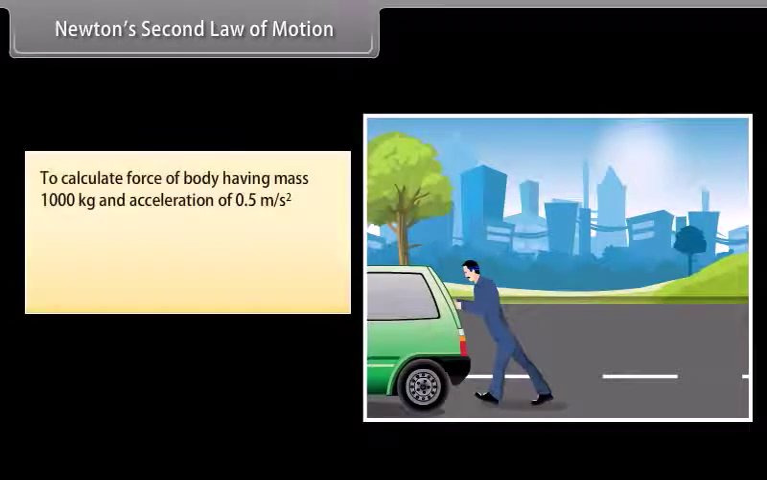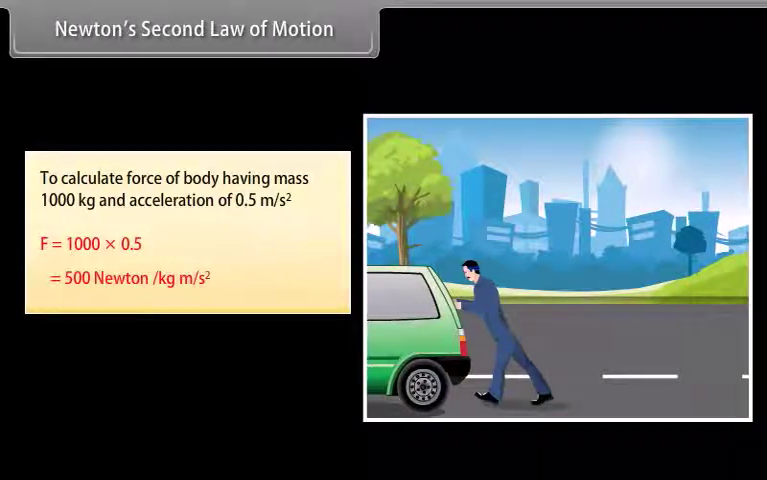To calculate force of body having mass 1000 kg and acceleration of 0.5 meter per second square, F is equal to 1000 into 0.5, which is equal to 500 Newton or kilogram meter per second square.